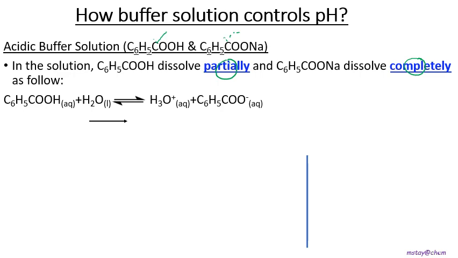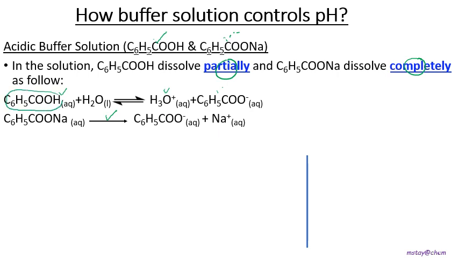The benzoic acid dissolves partially in water to produce H3O+ and C6H5COO-. We are going to use a reversible reaction arrow. While the sodium benzoate is a salt which will dissociate completely, therefore we are going to use a one-way arrow. Because of this, based on these two equations, we know that the main species in the container will be benzoic acid, because only part of it is dissociated.